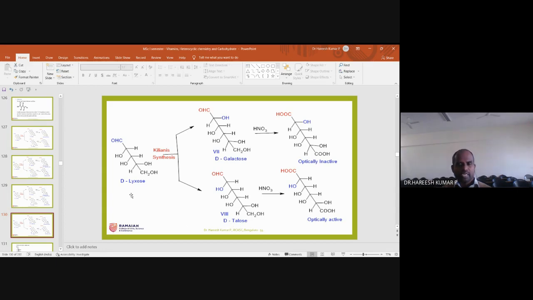So that means D-lyxose, subjected to Kiliani-Fischer synthesis, gives D-galactose and D-talose. Both the hexoses, subjected to oxidation, give rise to optically active dicarboxylic acids. The obtained dicarboxylic acids do not have a plane of symmetry. That is the reason both are optically active.